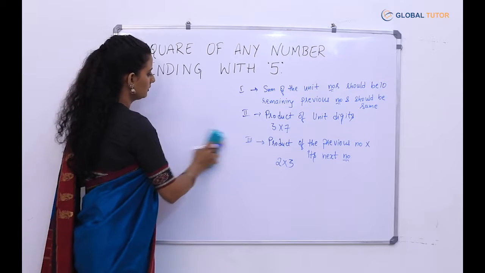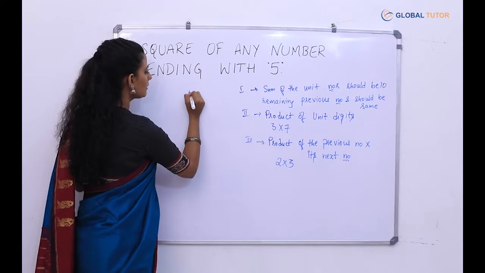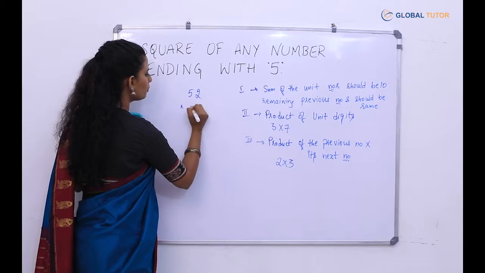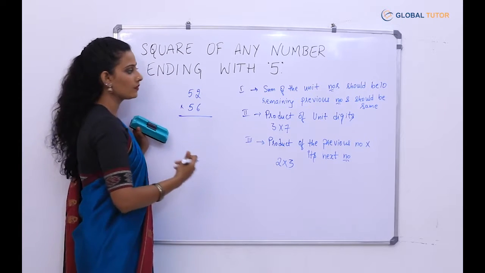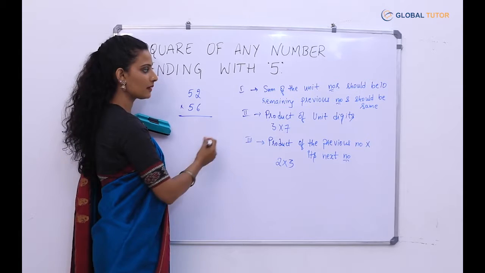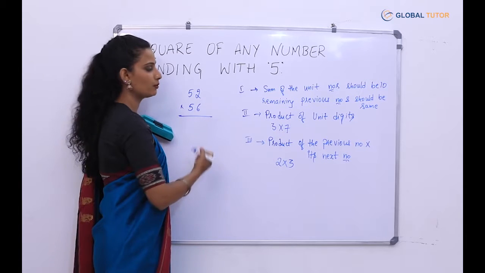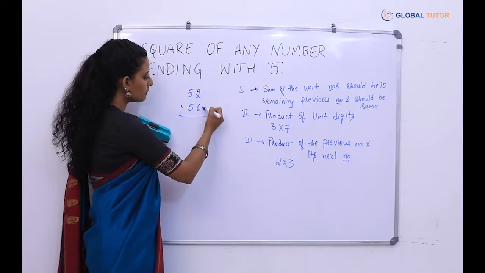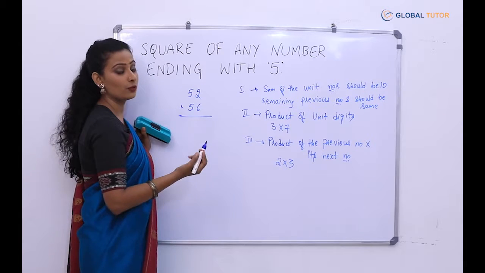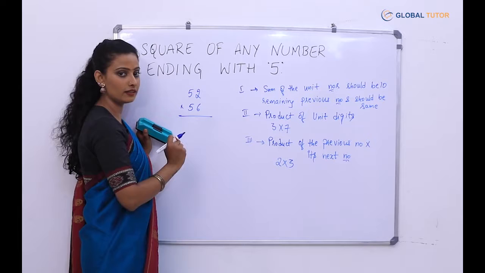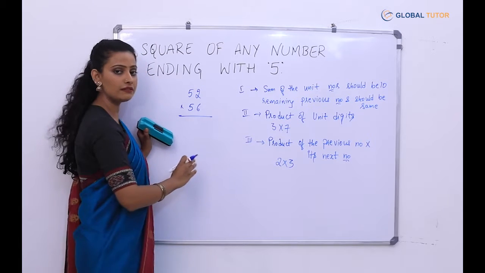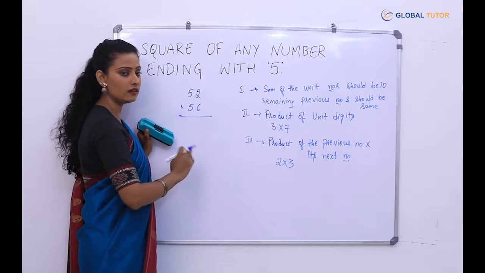We'll take 52 into 56. Let us see if we can apply this formula. What does it say? The first step is the sum of the units should be 10. 6 plus 2, is it 10? No. 6 plus 2 is 8. So we cannot apply this formula here. In the first step itself, we find out that we cannot apply it here.